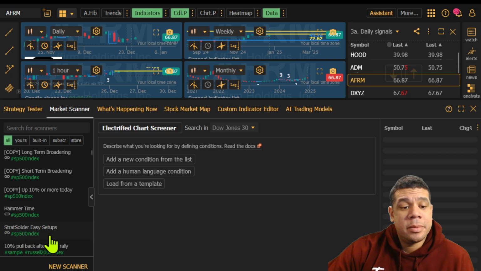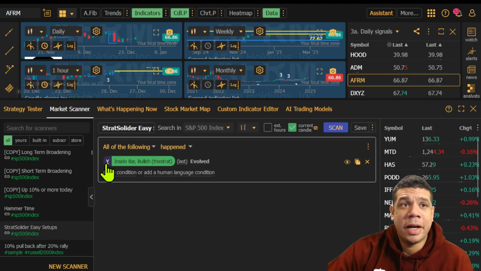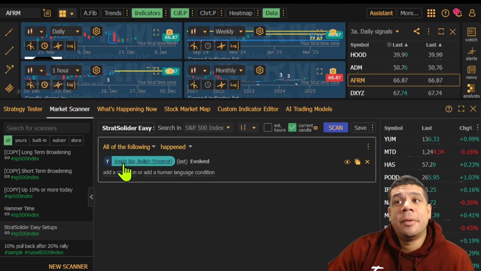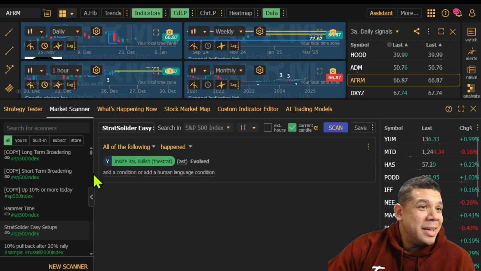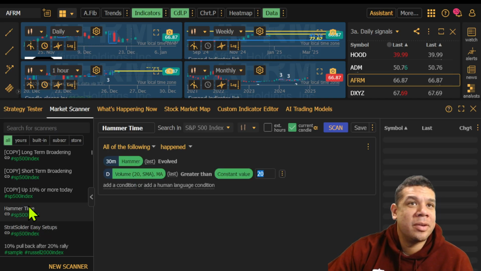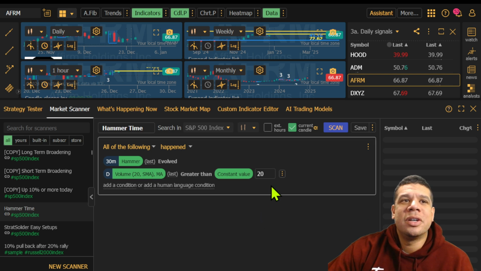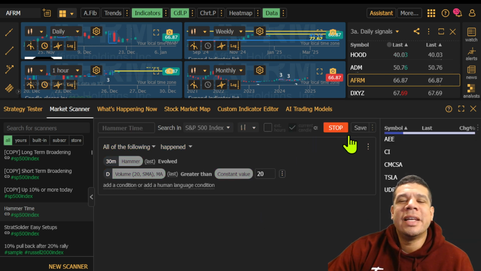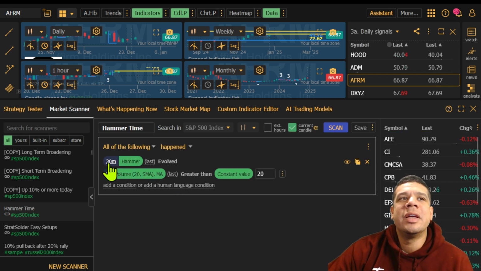Strat Soldier Easy Setup Scanner, that you can customize for you. Right now, I have this one set for yearly time frame, inside bars, and that's all here. I posted that in the Mighty Soldiers Discord. That's free. But I also want to show you the Hammer Time Scanner. This only does one thing. It searches for hammers on the 30-minute.